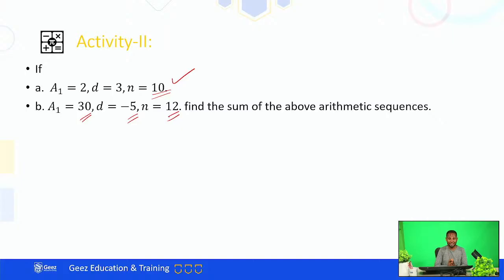Hopefully you may say the first formula, isn't it? Because if the first term and the common difference are given, it is sufficient to continue with the first formula. I think.